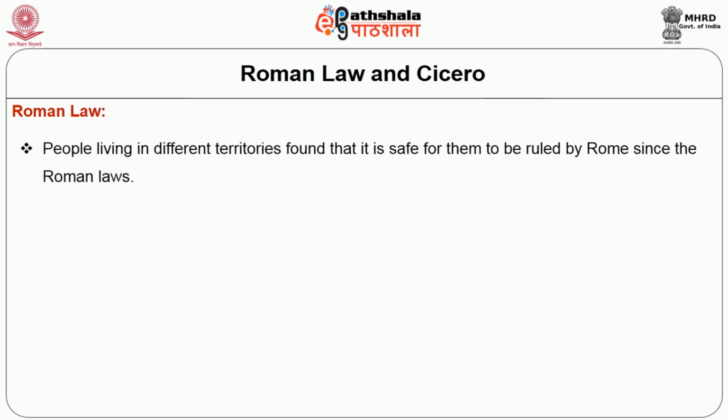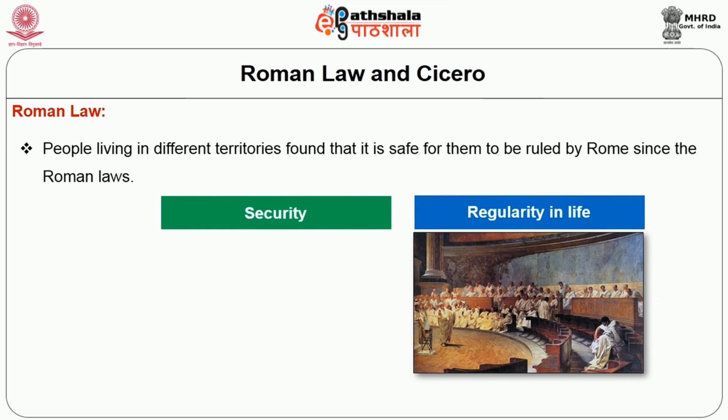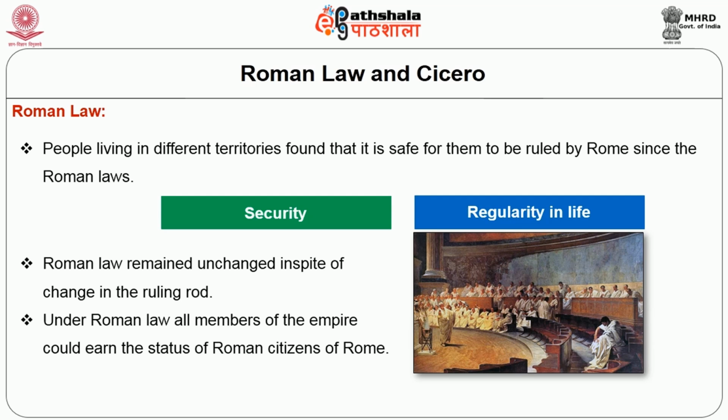People living in different territories found out that it was safe for them to be ruled by Rome, since Roman laws gave security and regularity. Their life was dependent on the justice of law, of courts. Roman law remained unchanged in spite of the change in the ruling order. Under Roman law, all the members of the empire could earn the status of Roman citizens.